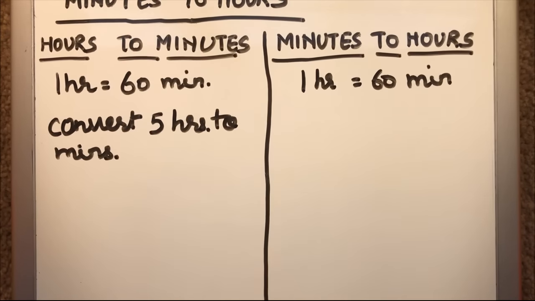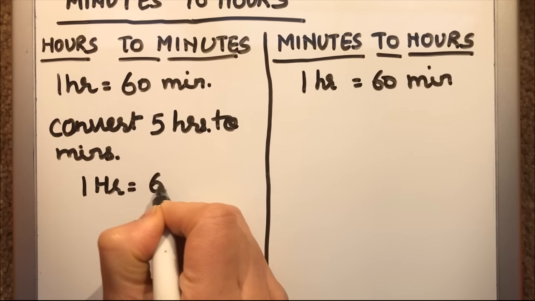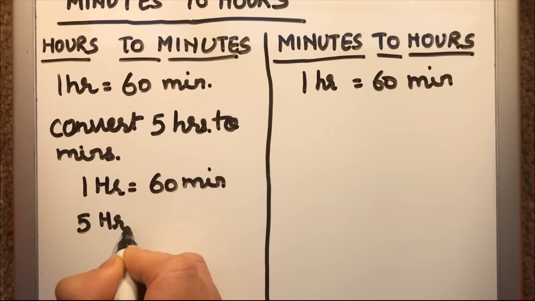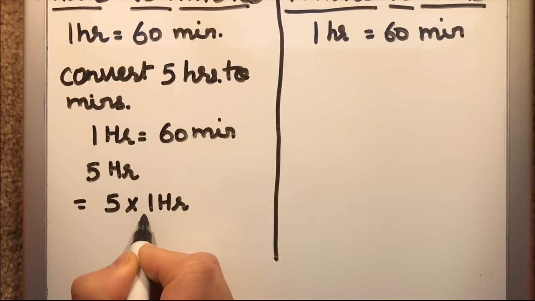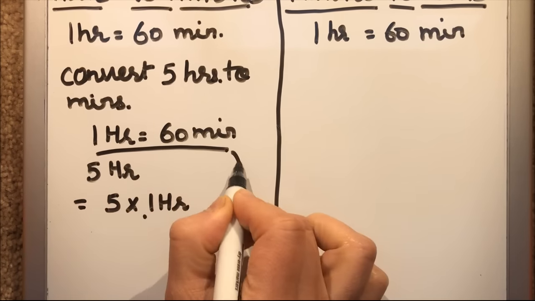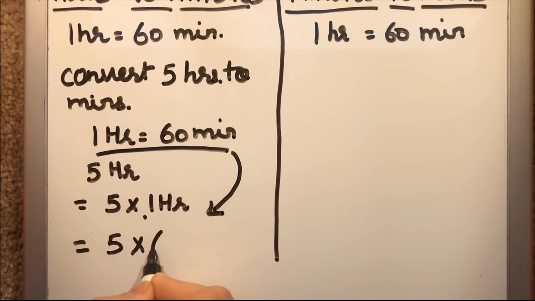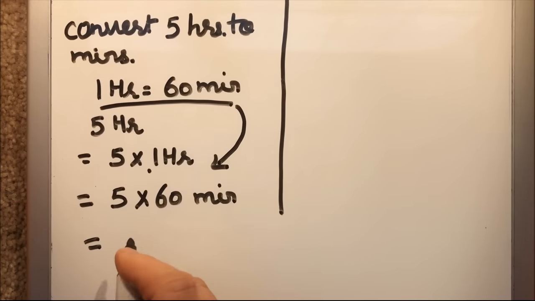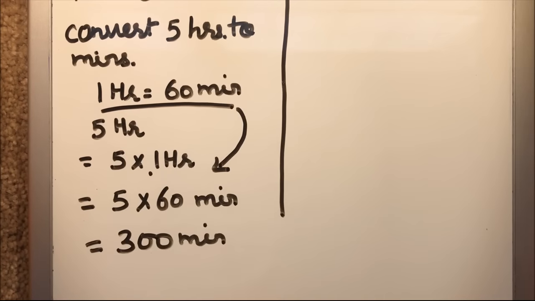So what we'll do, we know that 1 hour is 60 minutes. So 5 hours will be equal to 5 times 1 hour, and we all know that 1 hour is 60 minutes. So we'll put this 1 hour here in terms of minutes. So 5 times 60 minutes. So this will get converted to minutes. This is going to be 300 minutes. So this is how hours get converted into minutes.